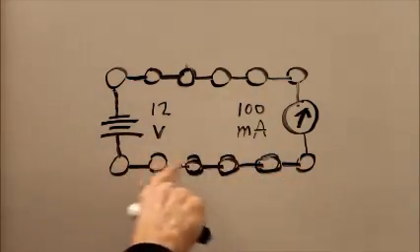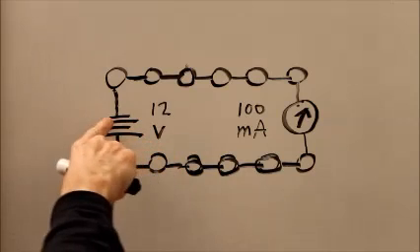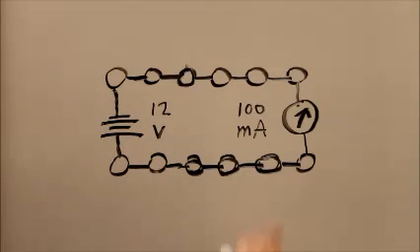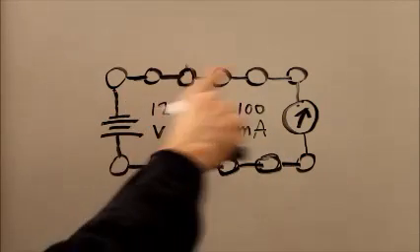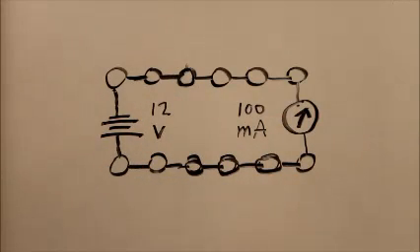All of these are identical. These little circles are bulbs. That's the battery, 12 volts. 100 milliamperes is the current flowing through this circuit.